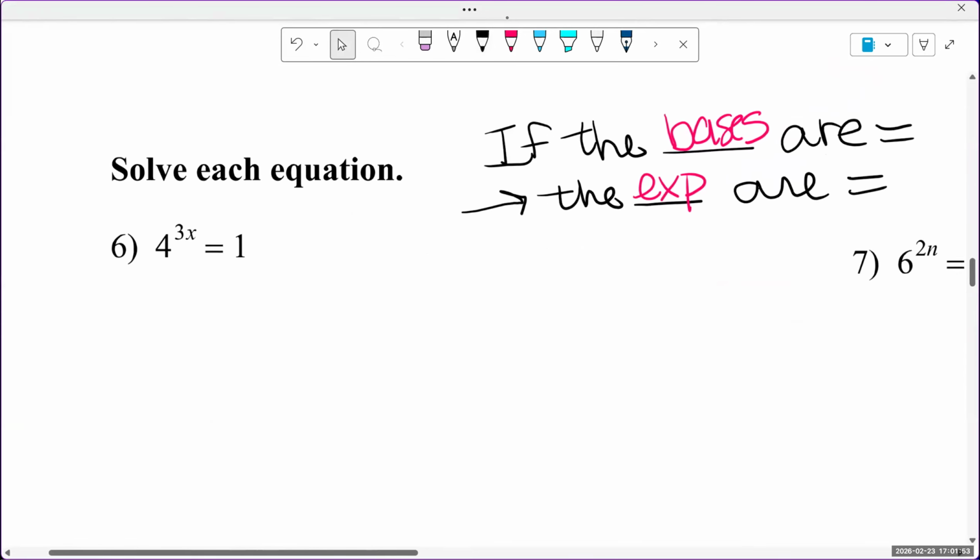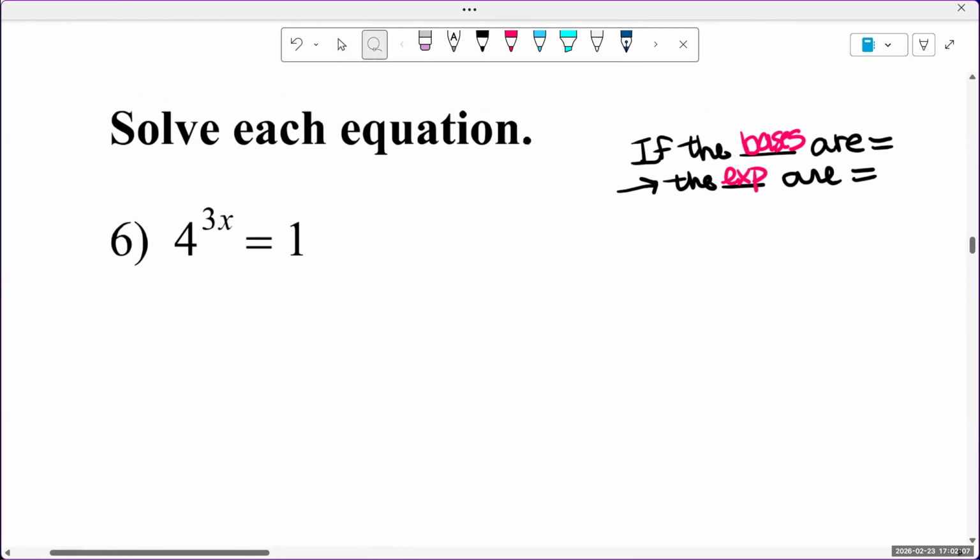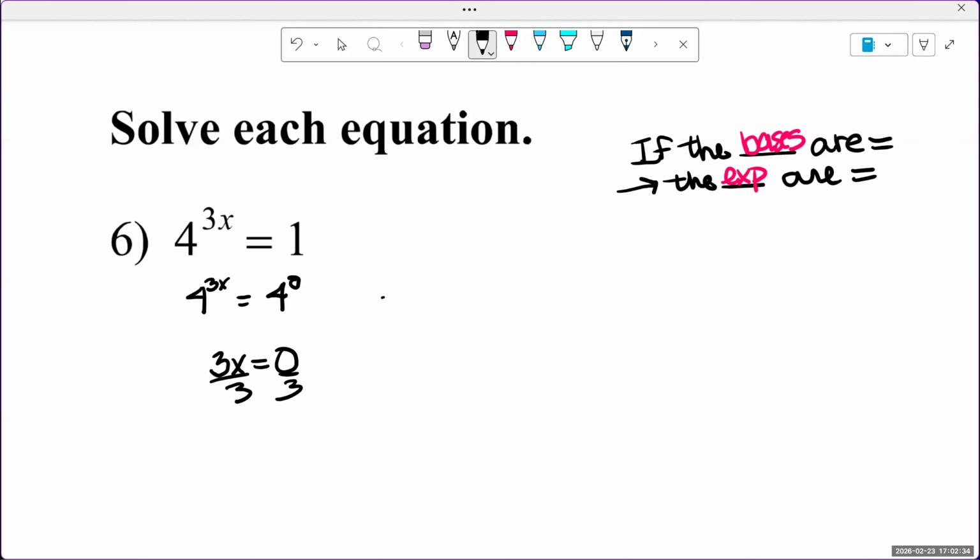Okay, so if the bases are the same, then the exponents are the same. So we want a common base. 4 to the 3x is equal to 4 to what exponent equals 1? 4 to the 0 equals 1. If the bases are the same, then the exponents are the same. So 3x is equal to 0. Divide by 3, x equals 0.